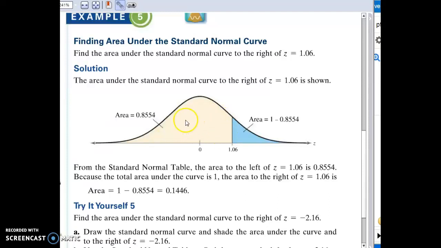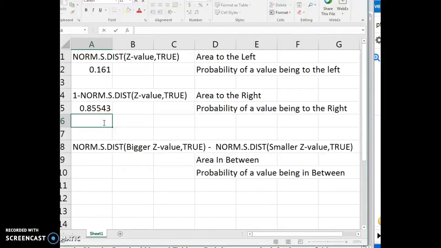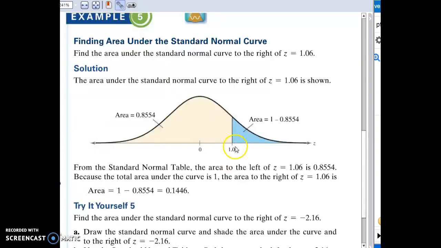So if we just do 1 minus this part over here, then we'll be left with the part to the right, which is what we're looking for. So 1 minus the part on the left gives us the part on the right. So here I've entered our z-value of 1.06, comma TRUE. And if I just do 1 minus that, so 1 minus my answer there, that's the probability of being from that mark of 1.06 rightward.